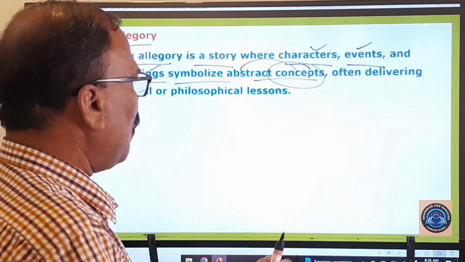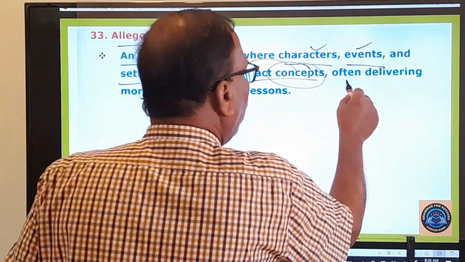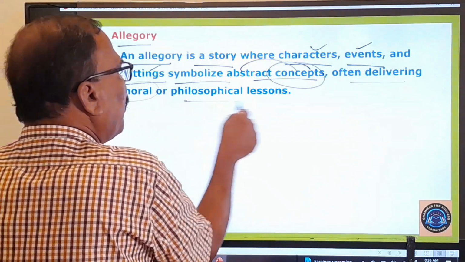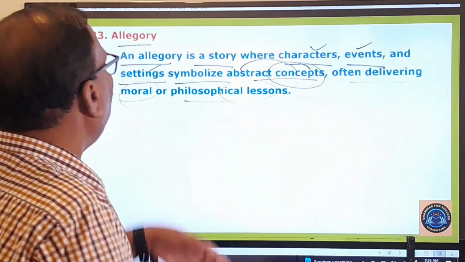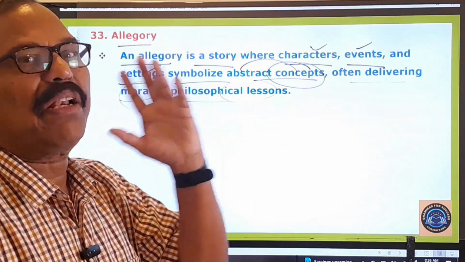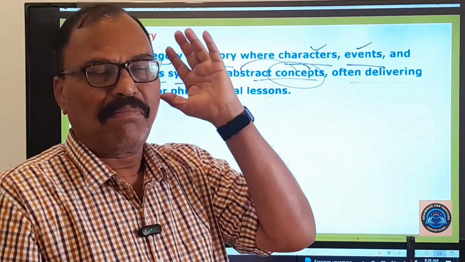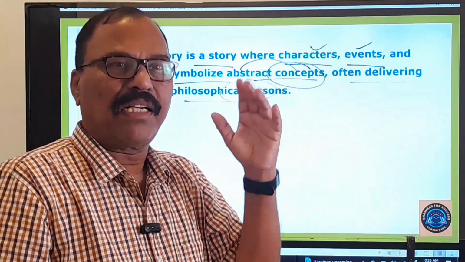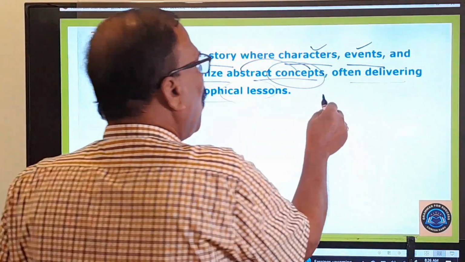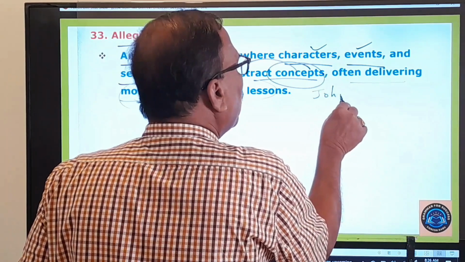So I'll give you one example to make you understand that. By often delivering some moral or a philosophical lesson, the aim of this allegory is to convey some moral or some message to the readers. That's very important. For example, John Bunyan's famous example.